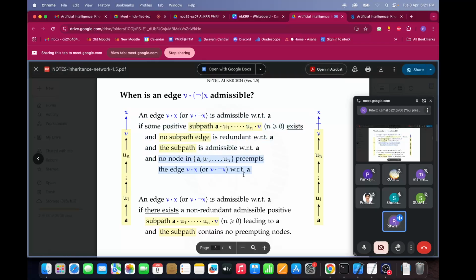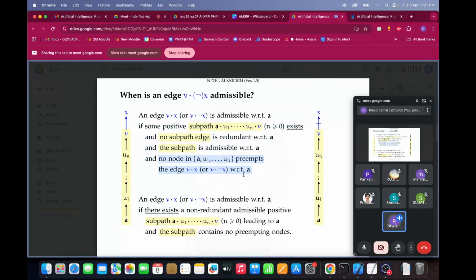So these are the 4 conditions that we must check. And even if one of these conditions is not satisfied, we can say that the edge is not admissible. So we don't necessarily need to check all the four conditions when you are in an exam. Even if one of these conditions is not met, you can straight away say that the edge is not admissible. Now let's have a look at what is redundancy and what is preemption.